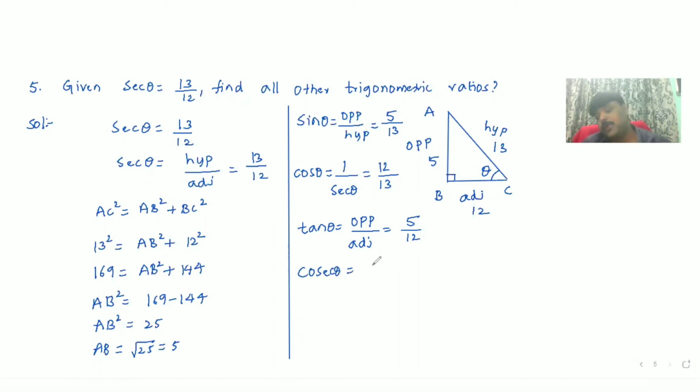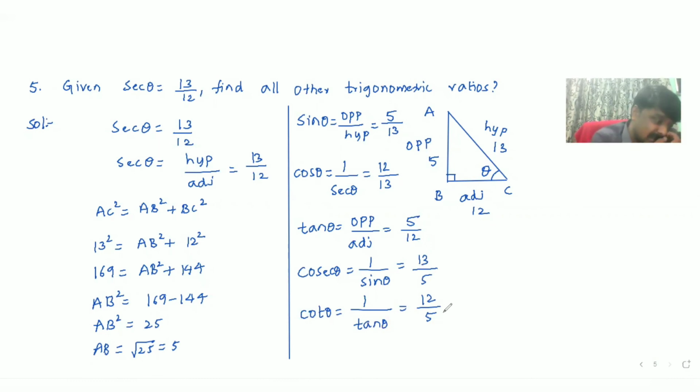Cosecant theta is hypotenuse by opposite or reciprocal of sine theta, 13/5. Secant is already given. The last one is cot theta, which is nothing but the reciprocal of tan theta, that is 12/5. Hence, when secant theta is given, we found all the other values.